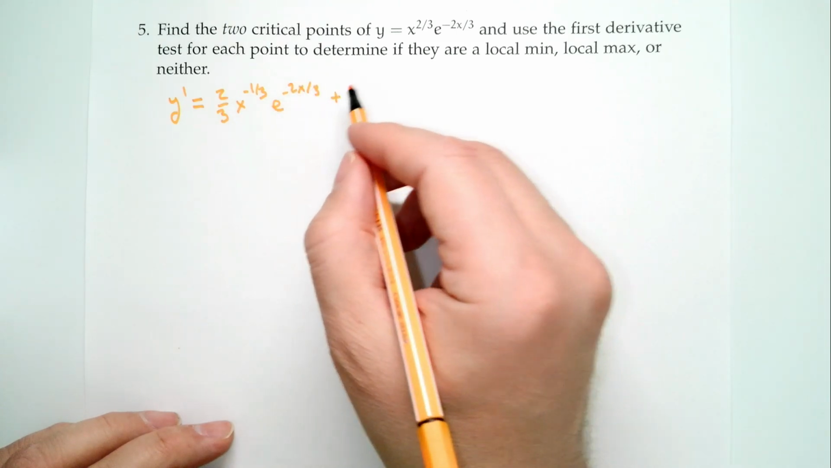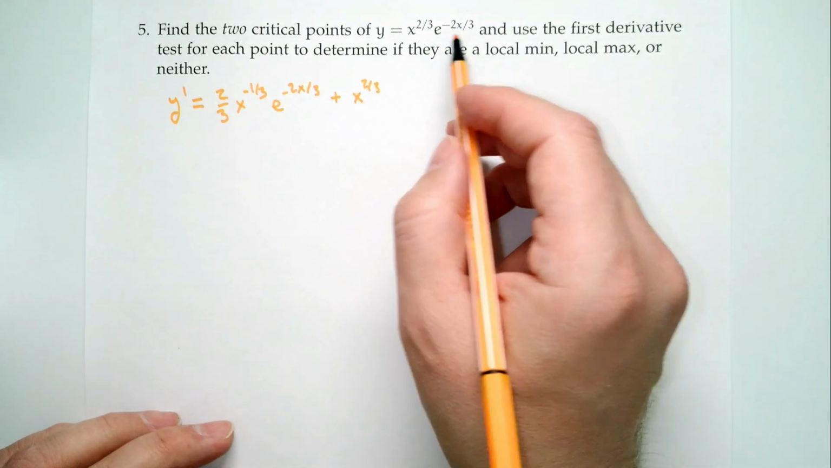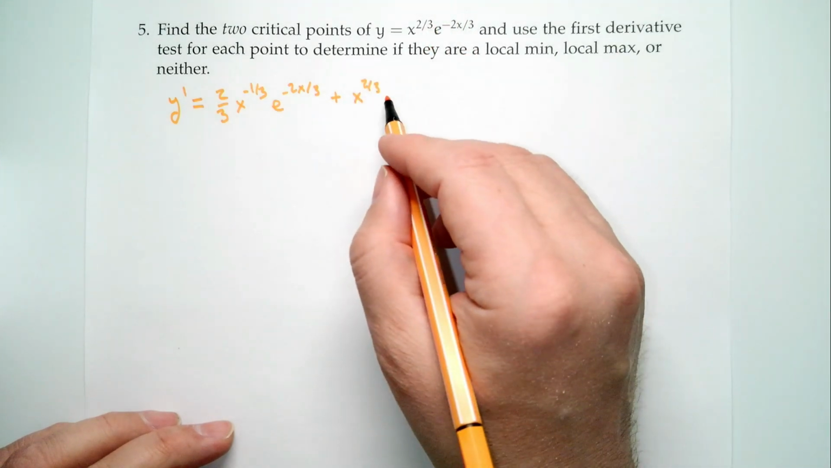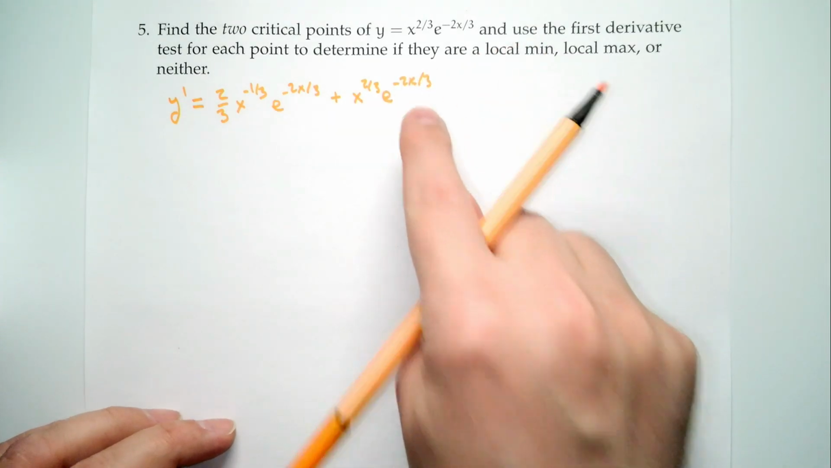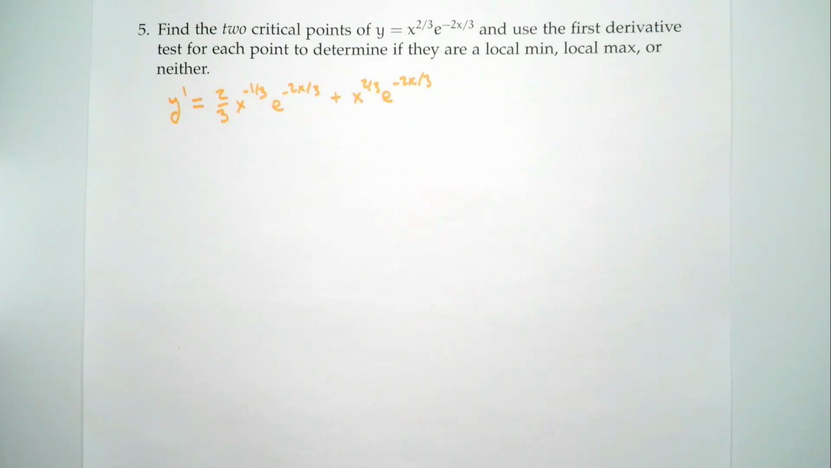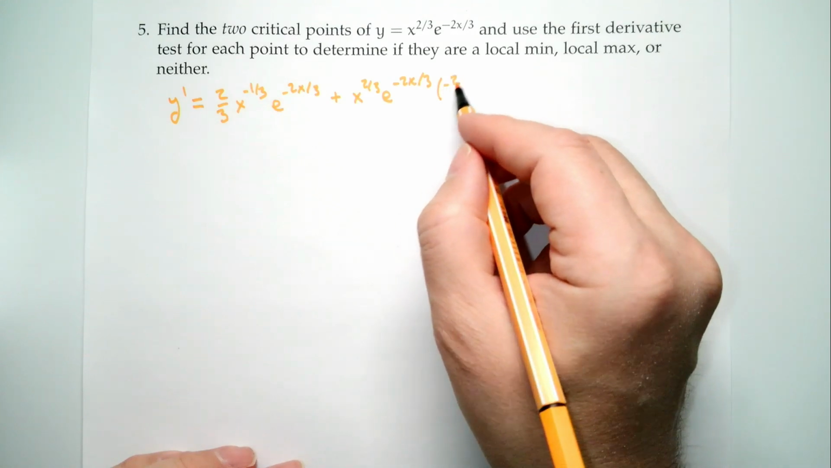Then we're going to add to that the first one, and now it's the second function's chance. So that'll be e to the -2x over 3. And then we're going to multiply that by the derivative of the inside. So the derivative of -2x over 3, well, that would be -2 over 3.